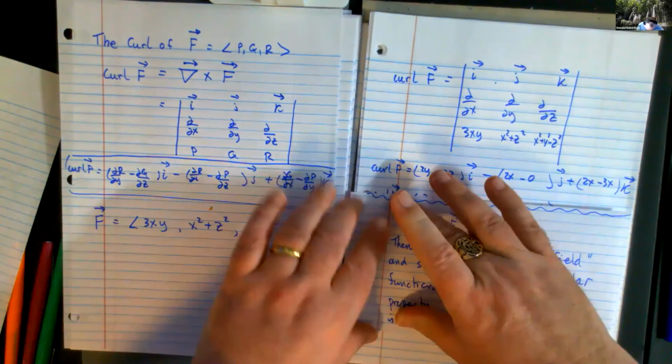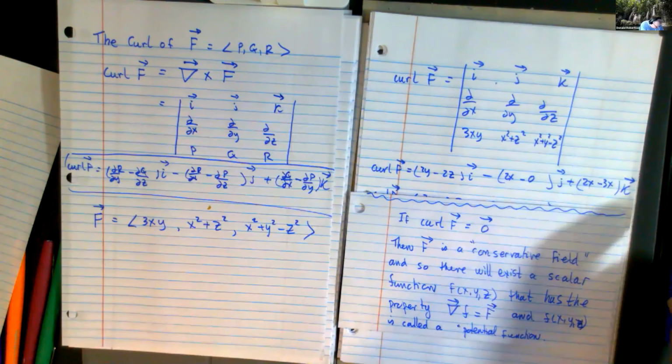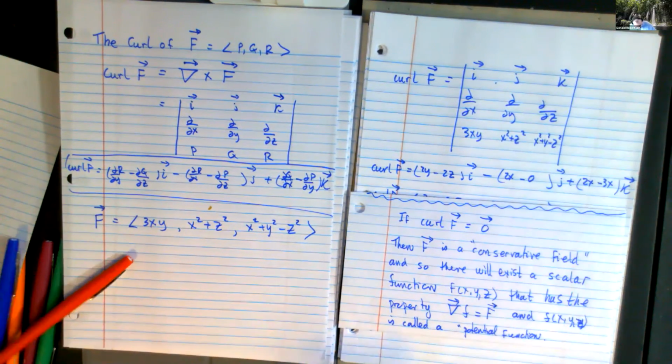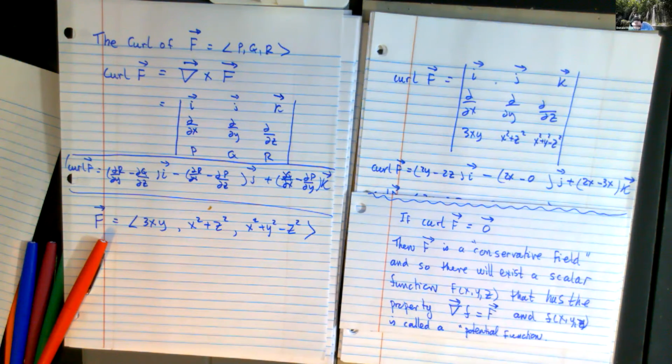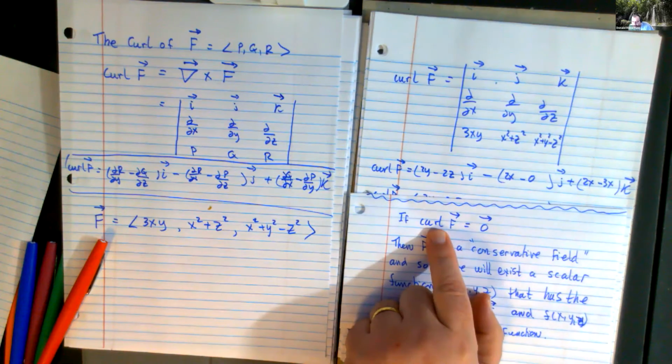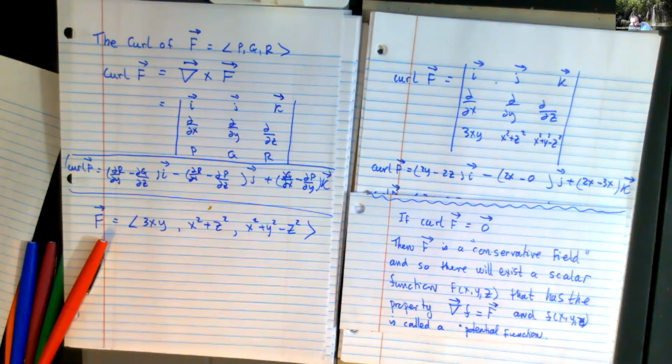Here's a guy that we've met before. If F is a conservative field, well, do you know if the curl of F is a zero vector? See if this guy that I just calculated was 0, 0, 0, right? You imagine it might happen, right? So if the curl of F is a zero vector, then the vector field F is a conservative field.